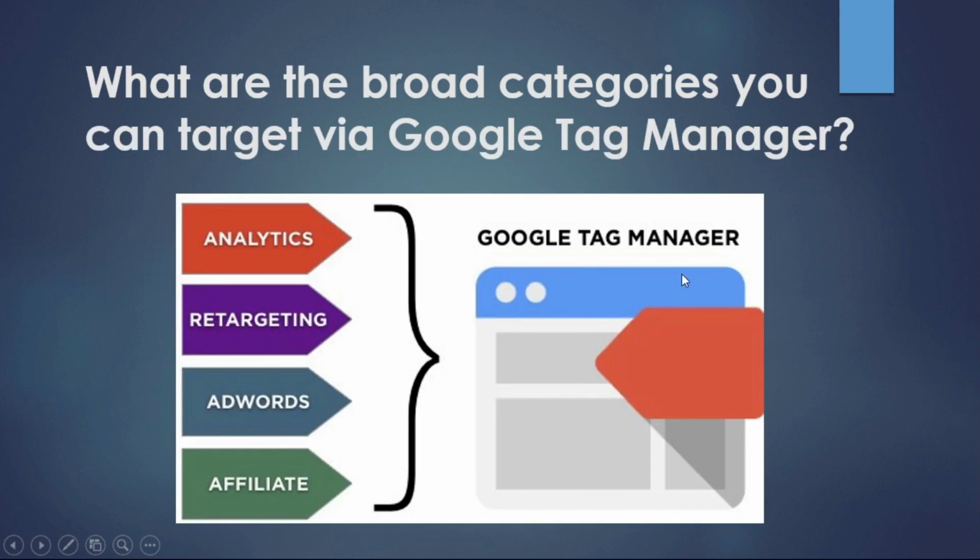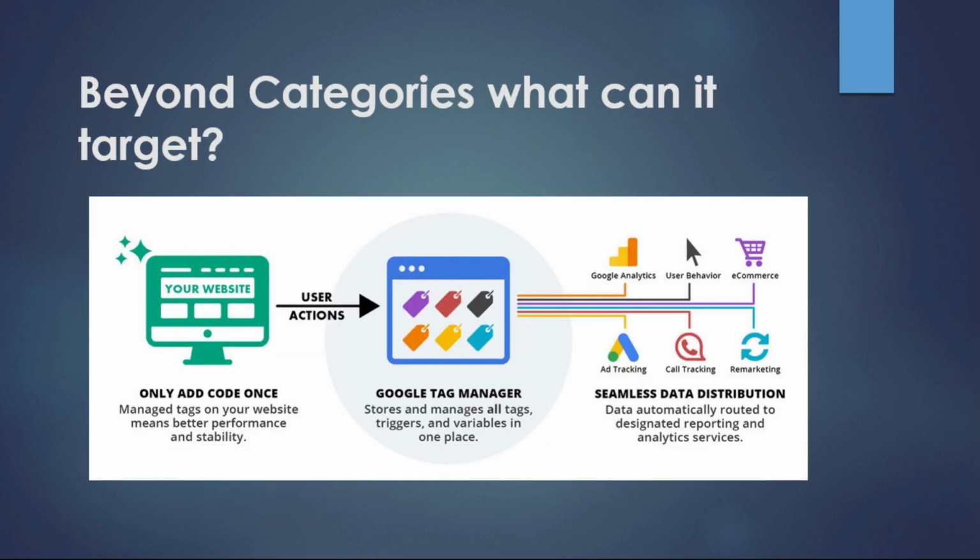Broadly, we have identified that there are four broad trackings that need to be done. One is the analytics data that needs to be captured. One is the retargeting data that needs to be captured. One is through paid ads that we do, and one is through affiliation, if you are doing any. There are more things that need to be captured, which I have shown in the next slide.